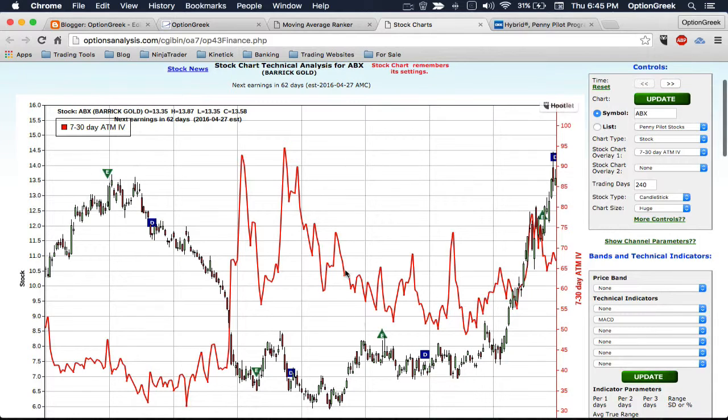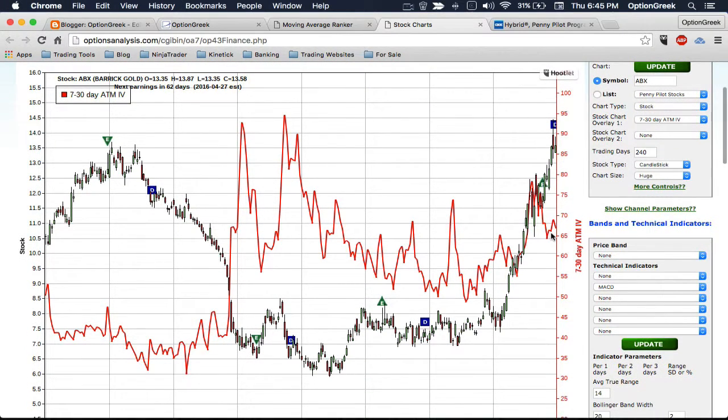The red line here refers to the implied volatility of the options. You can see that it's actually quite high. The lowest it's ever been has been in the 30s, sitting around between 65 and 70 right here. So it's actually quite high.